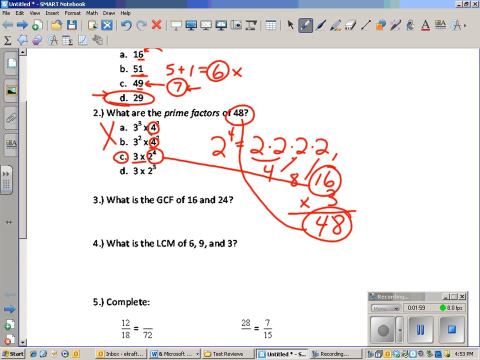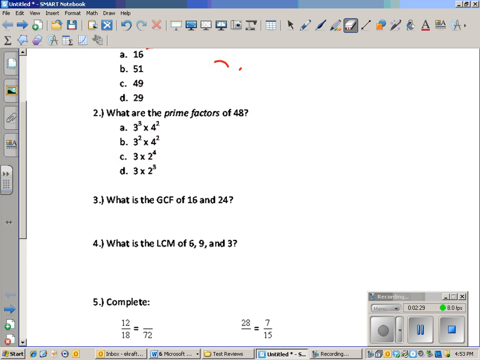So since all of these numbers in problem C are prime factors, 3 is a prime number, 2 is a prime number, even though the exponent is a 4. 2 to the 4th power still means 2 times 2 times 2 times 2, and 2 is a prime number. So this is the answer, C, for number 2. Number 3, if I can get some of this out of our way.